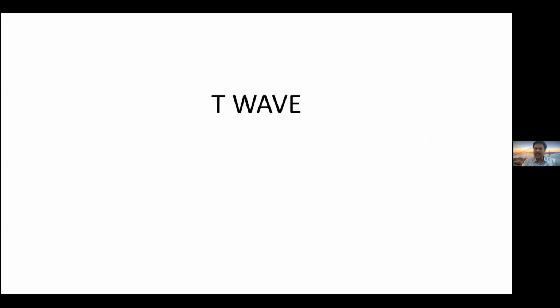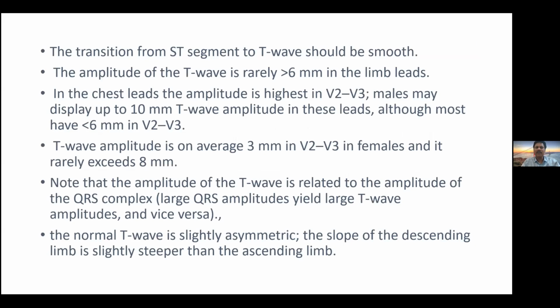Moving on from the STT, now I'll go to the T wave, which is very important. This is part of the ST segment. The transition from ST to T should be smooth, whereas in ischemia, it is always abrupt. So you saw the picture. It is always abrupt. From the ST segment to the T wave, there is no smooth transition. This slide is full of take-home messages.